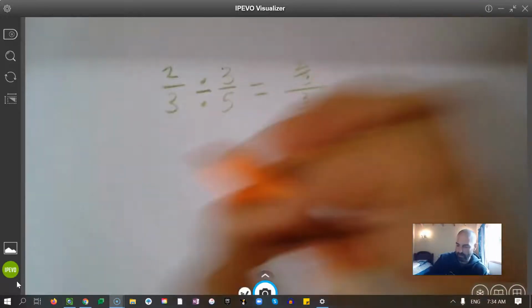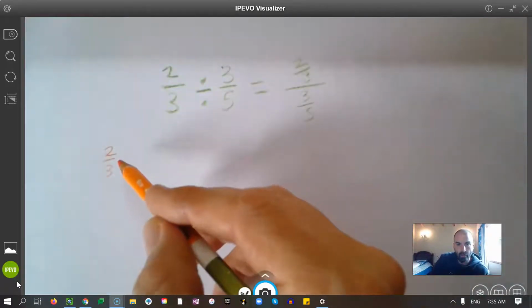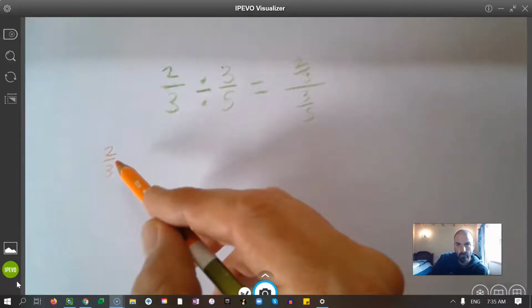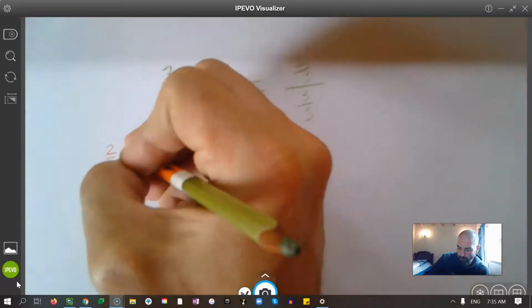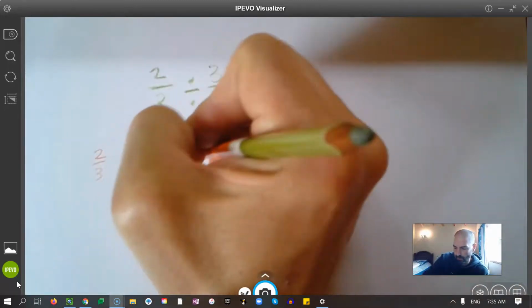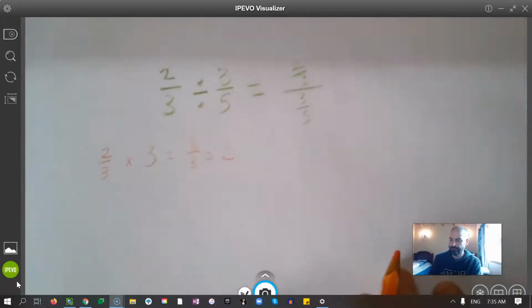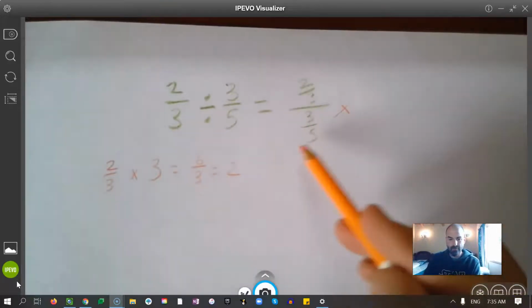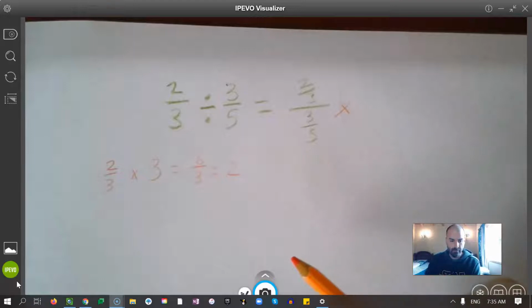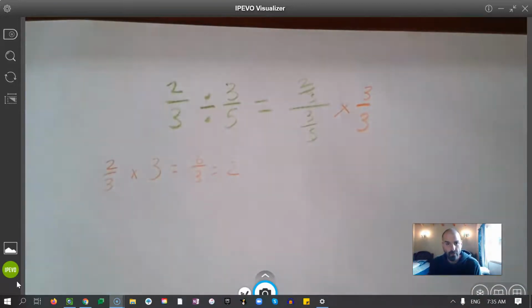So if I had 2/3 and I wanted to turn this into a whole number, what would I multiply by? I would multiply by 3, because then I would get 6/3, and that would be 2. Now, the trick is I want to multiply this fraction, which is 2/3 over 3/5, by 3/3. What is 3/3? 3/3 is 1. So I am not changing the value of anything.